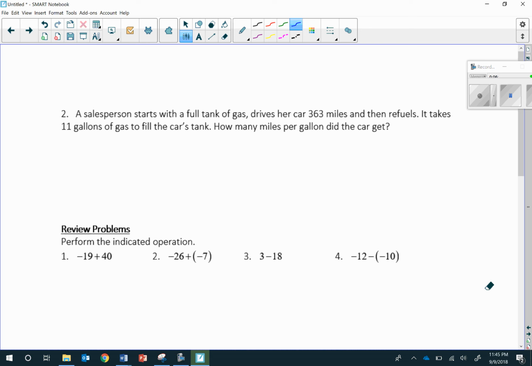It takes 11 gallons of gas to fill the car's tank. So to go from 0, it takes 11 gallons to have that full tank. So if we have 363 divided by 11, that gives us 33 miles per gallon. So she can travel 33 miles on every 1 gallon of gas.